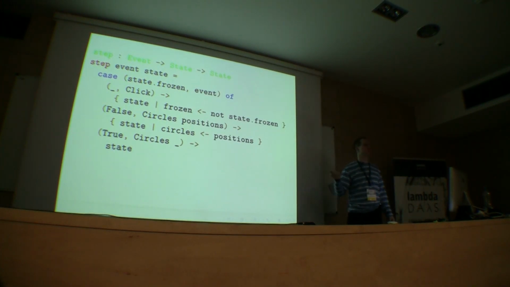I'm using the case function, and I'm pattern matching on the frozen flag and the incoming event. I need to handle three cases here. The first case is when there is a mouse click. So when there is a mouse click, I want to negate the state from frozen to unfrozen or vice versa.